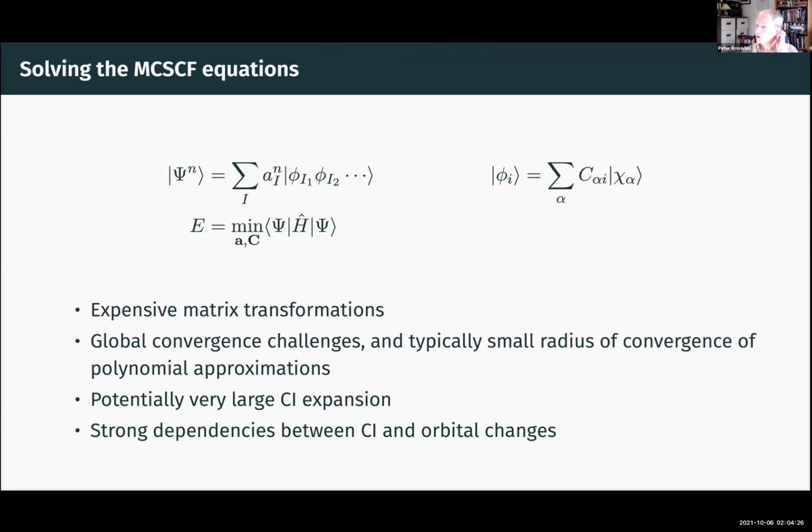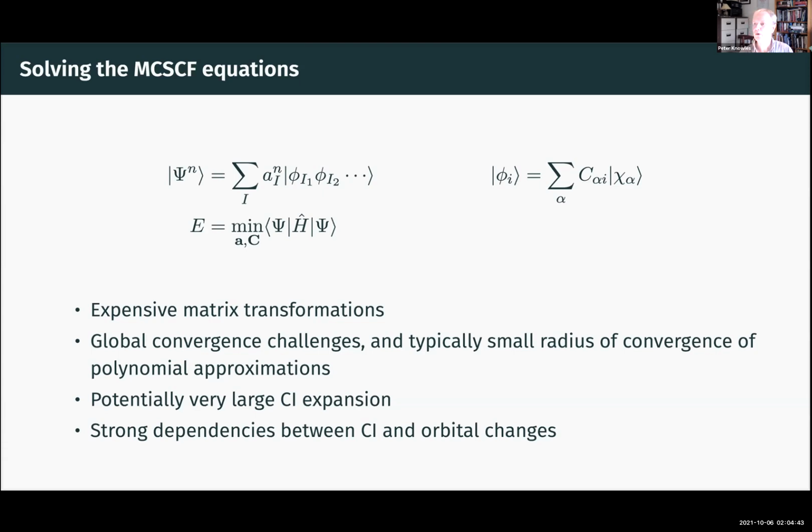So I want to talk with some embarrassment about the problem that was given to me by my PhD supervisor on day one. And it's embarrassing because it was so long ago, but it's actually something we've picked up recently: how to actually solve the MCSCF equations.